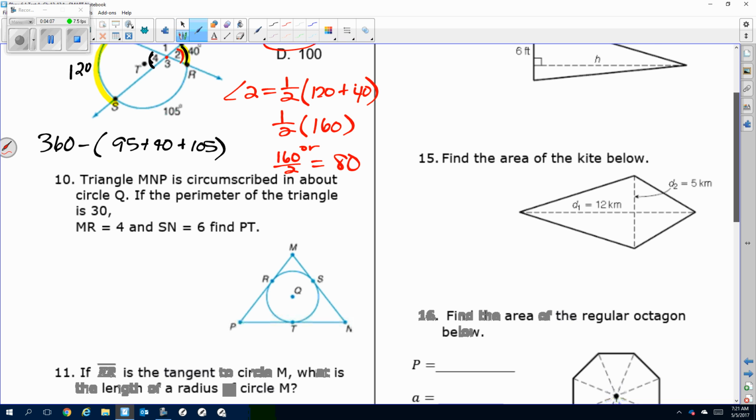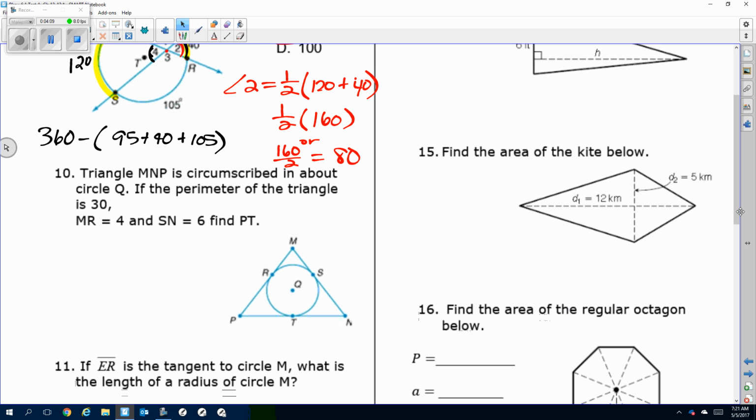Oh, and I forgot to put the answer. Sorry, 240. You didn't do that. On number 9, the triangle is circumscribed about the circle Q. If the perimeter of the triangle, so that's our distance around, that's the key information.